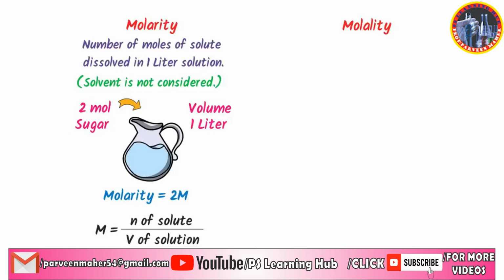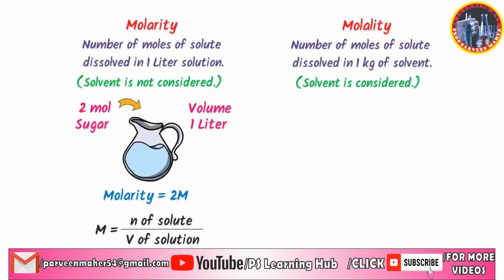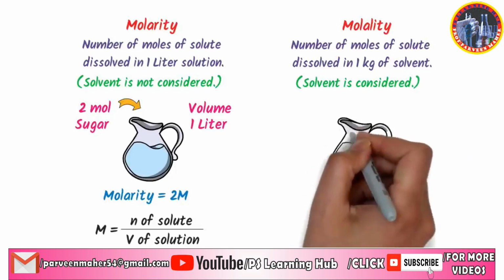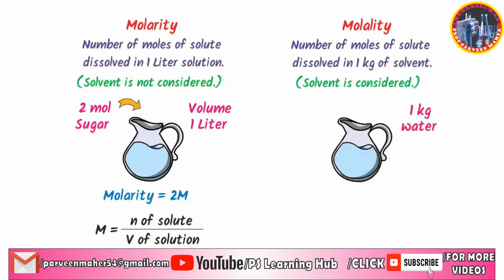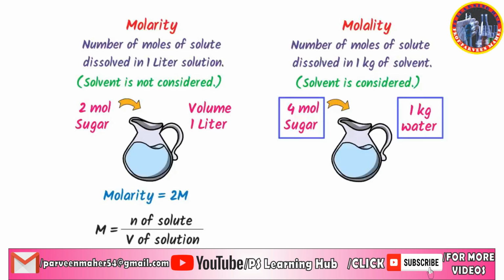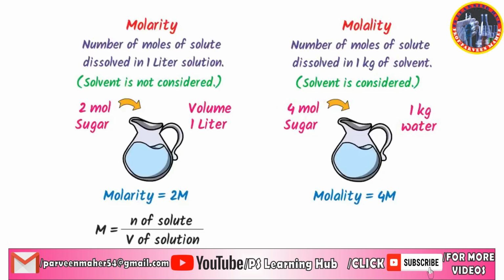On the other hand, molality is the number of moles of solute dissolved in 1 kg of solvent. Remember that we do consider solvent in case of molality. For example, firstly, I take 1 kg of water in this object. Now let's consider that I add 4 moles of sugar to this 1 kg of water. Now we know that the solute is sugar and we have dissolved 4 moles of it. The solvent is water and the mass of the solvent is 1 kg. So the molality of this solution is 4 m because we have dissolved 4 moles of sugar in 1 kg of solvent. Remember that molality is denoted by small m and it is equal to number of moles of solute upon mass of the solvent in kg. I hope that you have learned the important concepts of the first chapter of chemistry.